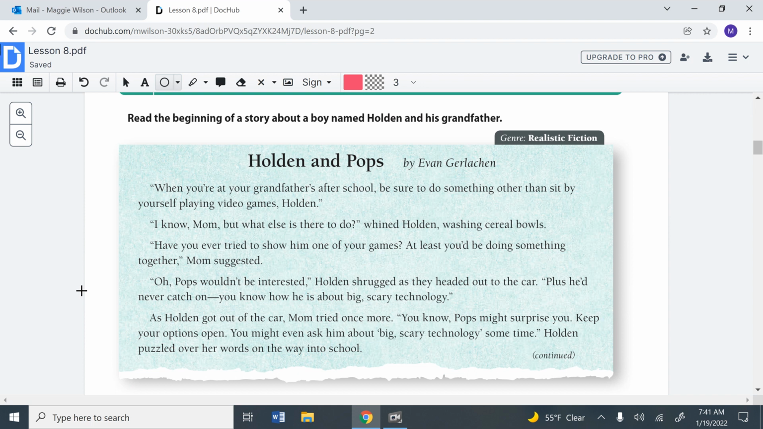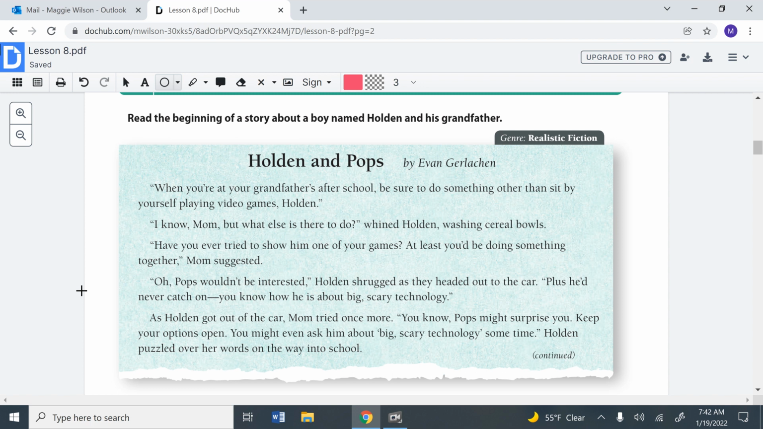Read the beginning of a story about a boy named Holden and his grandfather. Holden and Pops. When you're at your grandfather's after school, be sure to do something other than sit by yourself playing video games, Holden. I know, Mom, but what else is there to do? Whined Holden, washing cereal bowls. Have you ever tried to show him one of your games? At least you'd be doing something together, Mom suggested. Oh, Pops wouldn't be interested, Holden shrugged, as they headed out to the car. Plus, he'd never catch on. You know how he is about big, scary technology.